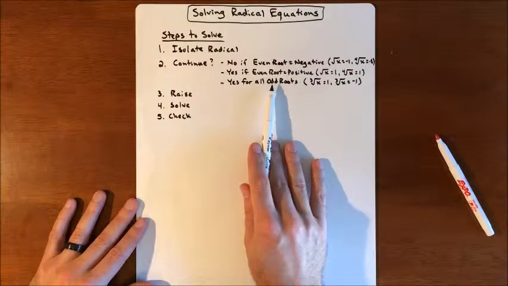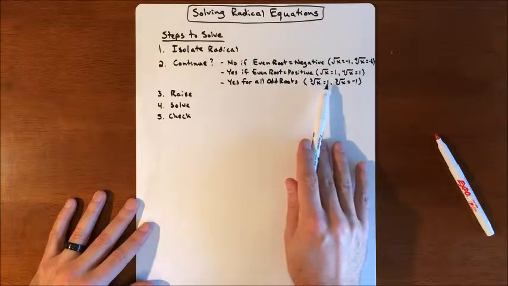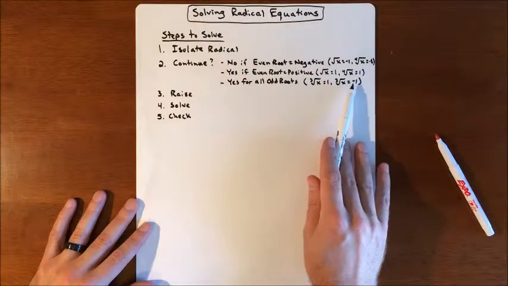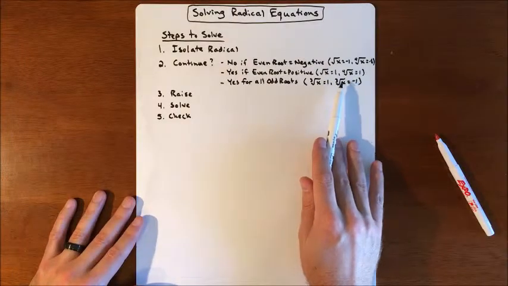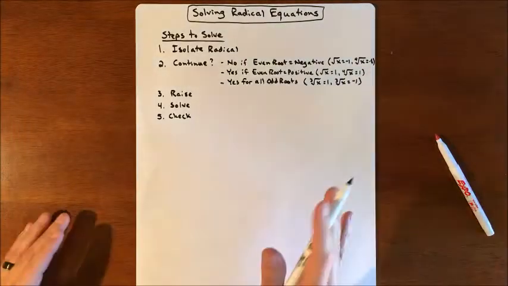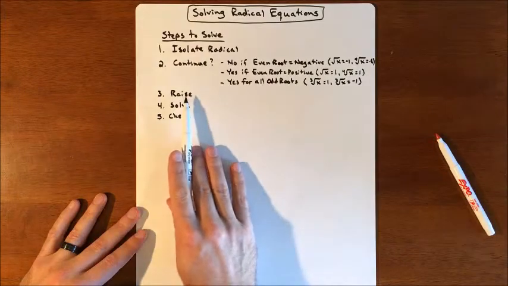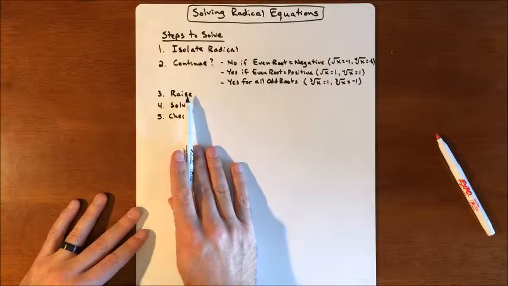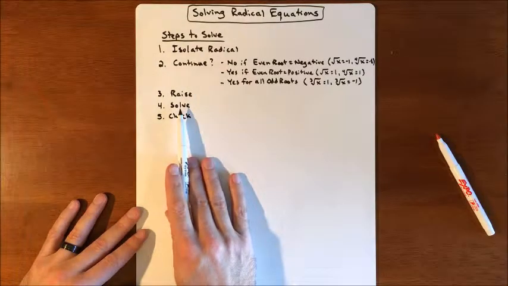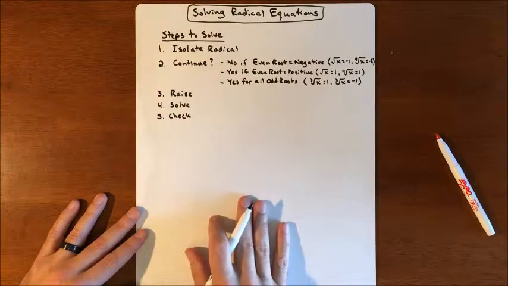And then if you have odd roots, you don't have to worry about it at all, because cube roots of values can equal positive and cube roots of values can equal negatives, or fifth roots or seventh roots, they can all equal positives or negatives. So whether you should continue or not is going to depend upon your situation. And if you can continue, then we'll raise both sides of the equation to get rid of the radical, and then we'll solve because we'll have left what's inside the radical and plug it back in, make sure it works.